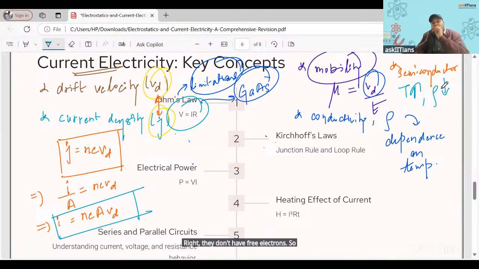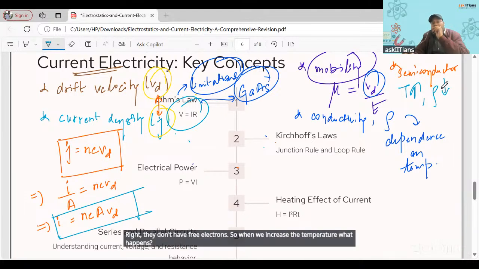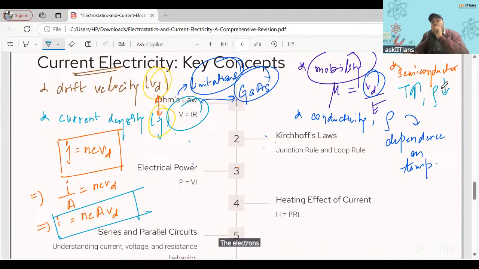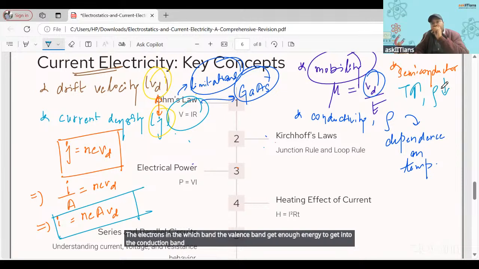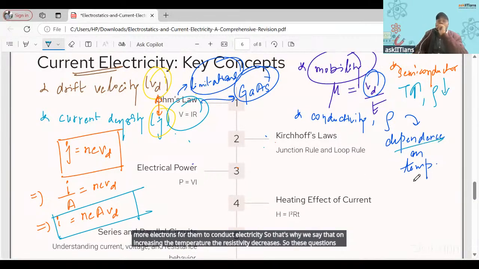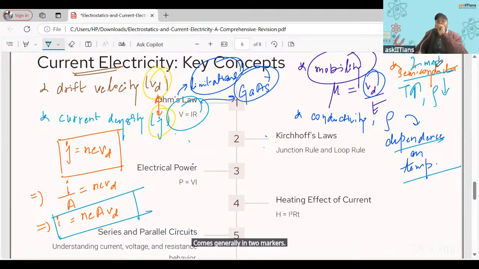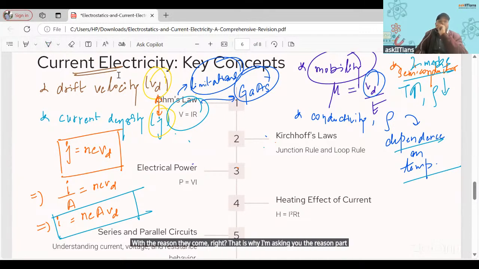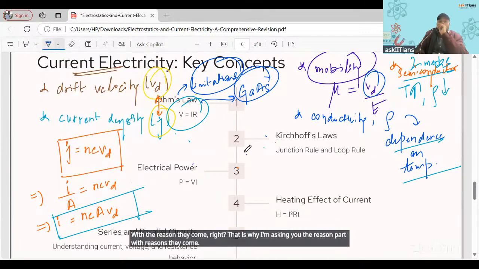So when we increase the temperature, what happens? The electrons in which band? The valence band get enough energy to get into the conduction band, right? So in a semiconductor, on increasing the temperature, we get more electrons to conduct electricity. That's why we say that on increasing the temperature, the resistivity decreases. These temperature dependence questions generally come in two markers, with reason. That is why I'm asking you the reason part.